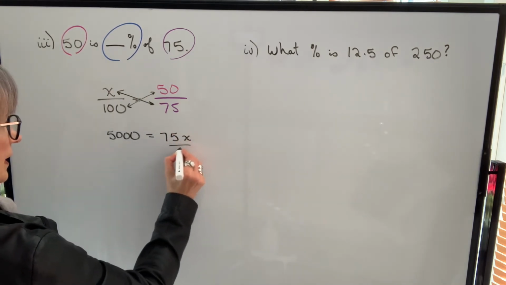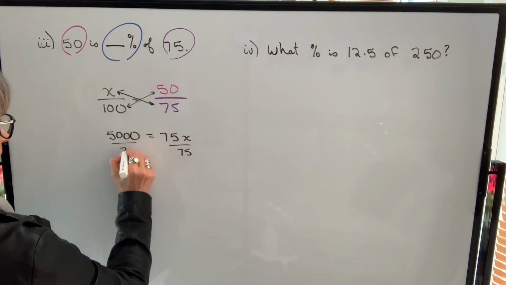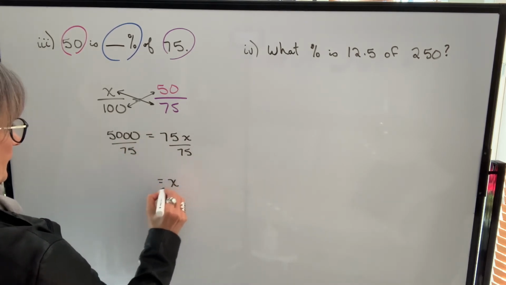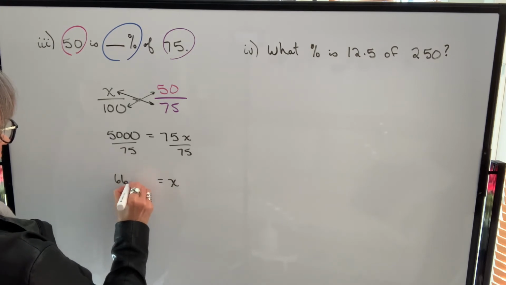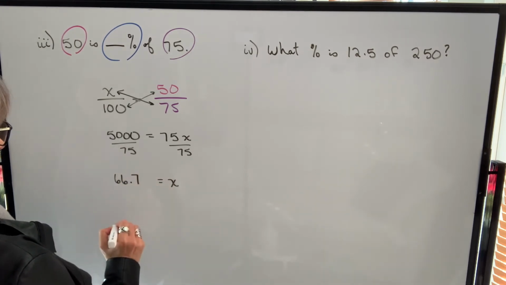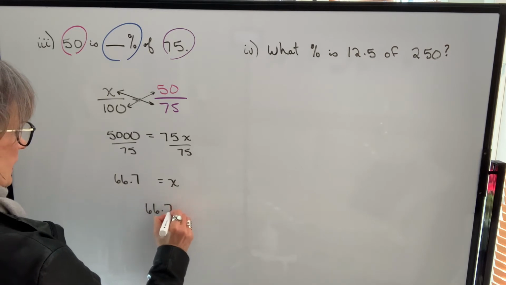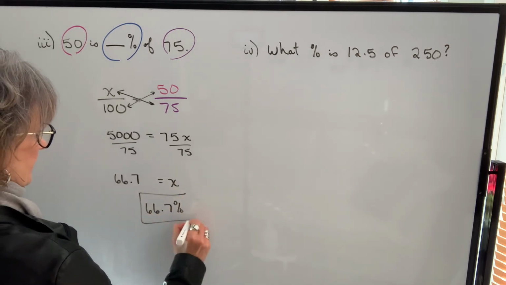And then to solve for x, you divide both sides by 75. So x will equal 66.666, repeating, which we can round off to 66.7. So our answer is 66.7%.